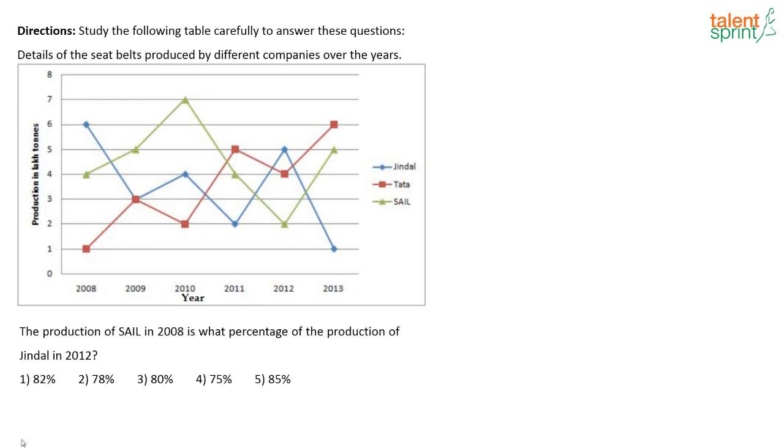Next, the production of SAIL in 2008 is what percentage of production of Jindal in 2012? So what is the production of SAIL in 2008? 2008 SAIL is 4. Now production of Jindal in 2012, Jindal is blue, 2012 is 5. So what is the percentage I am looking for? 4 by 5 into 100, 80%. Option 3 is your answer.